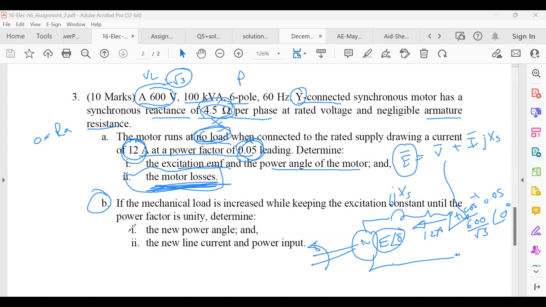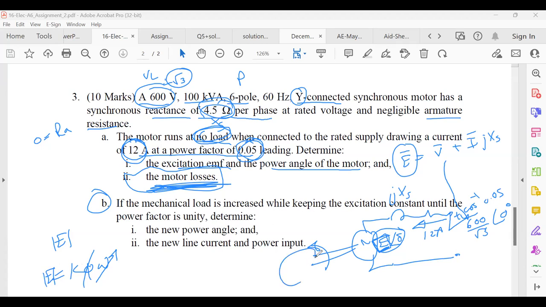The second one is actually a tricky one. If the mechanical load is increased while keeping the excitation constant. So excitation constant means the magnitude of E is constant, right? E magnitude is constant because E equals, as a magnitude, K phi omega. Field is constant always, we didn't change it. Speed is constant, they didn't say anything about changing the speed. So the magnitude of E is constant.